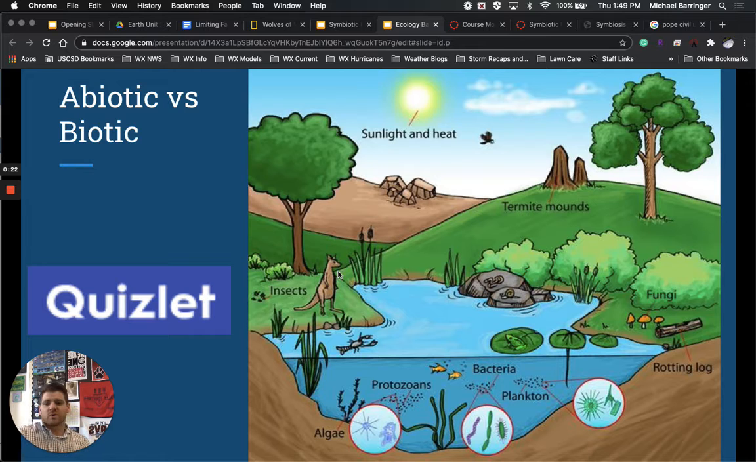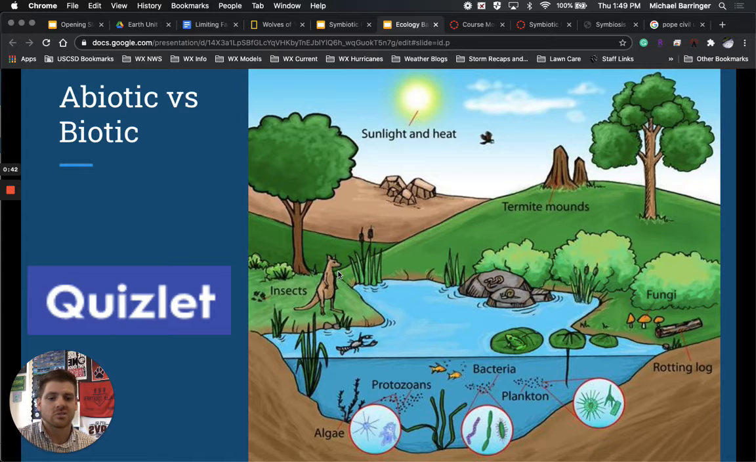Now, in order to do this, we have to talk about biotic and abiotic. Abiotic is something that's non-living. Examples would be sunlight, heat, clouds, water, and rocks, things that are totally non-living. Biotic would be things that are living, like plants, trees, bushes, and aquatic plants like lily pads. We can see a kangaroo there.